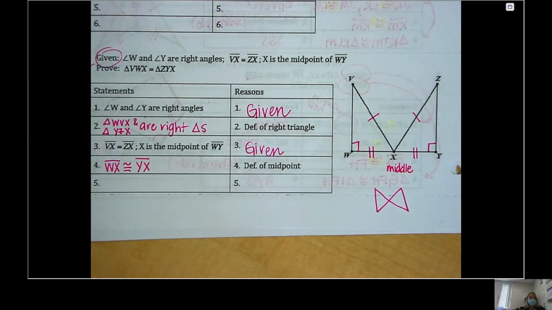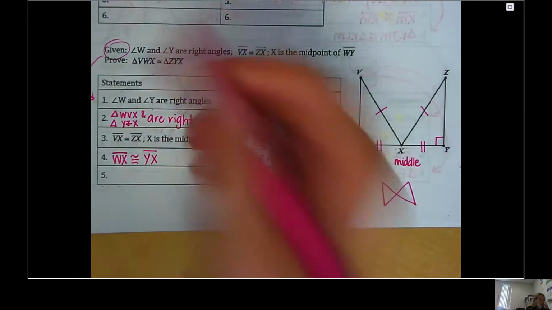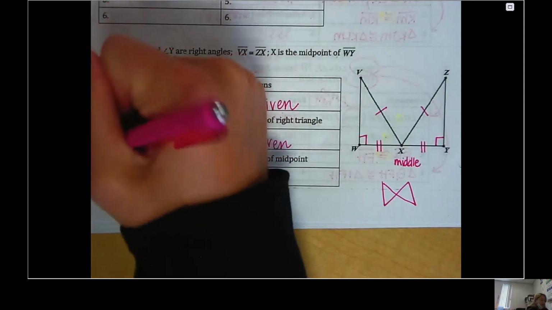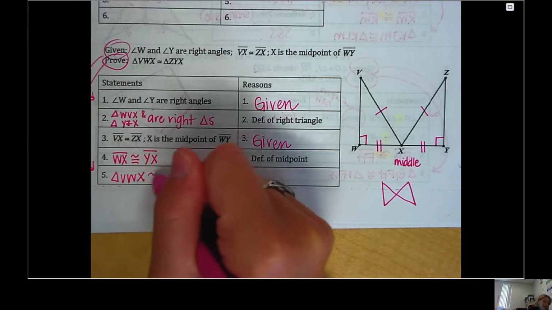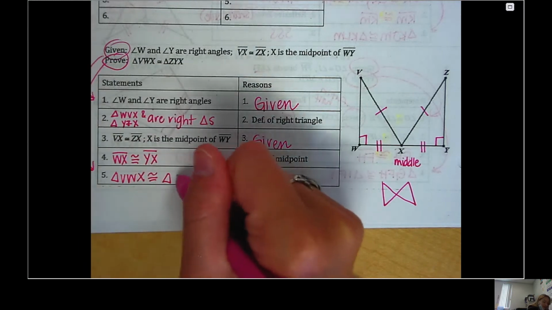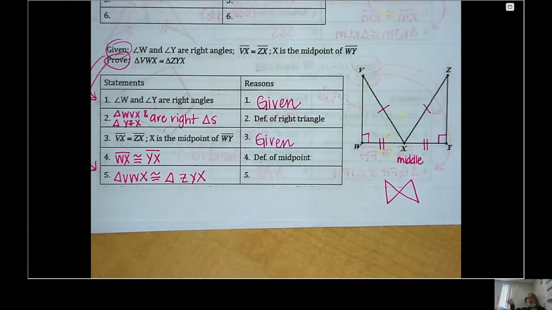All right. Now I've got all the information I need. What goes as my final statement? The proof. So I'm going to say triangle VWX is congruent to triangle ZYX. Which theorem says that?